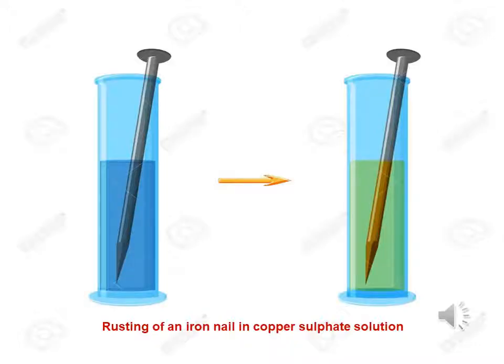Dear students, the rusting of the iron is shown here with the help of a diagram. You can observe how the iron nail got rusted in the solution of copper sulfate.